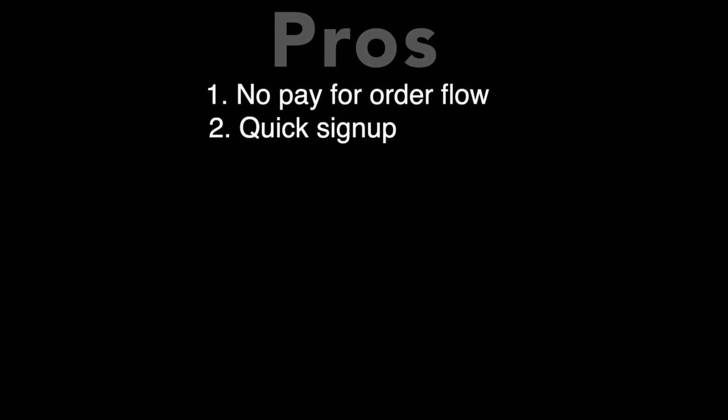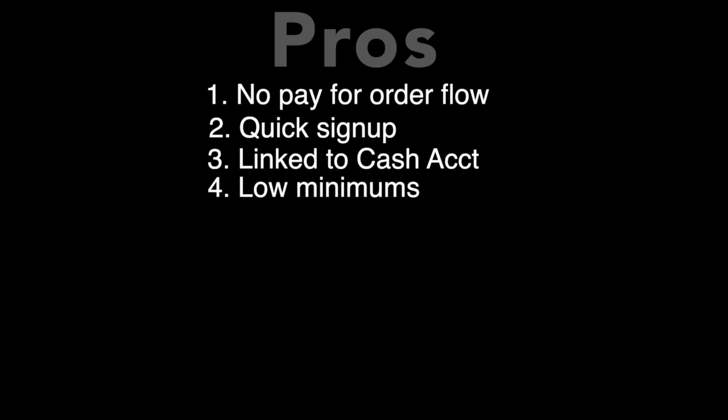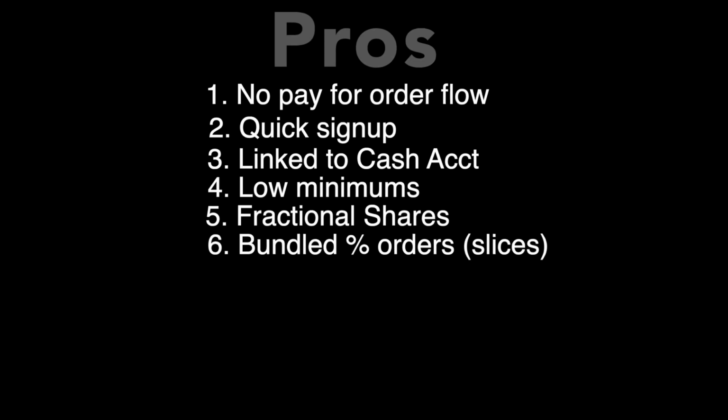Three, it's linked to the high interest rate cash account. Number four, low minimums. It's $1 per investment. So if you've got five stocks, it'd be at least a $5 minimum, which isn't bad. Number five, fractional shares. You have fractional shares with the Wealthfront stock investing account, which is nice. Number six, bundled percentage orders, similar to M1 Finance, Slices, or Schwab.